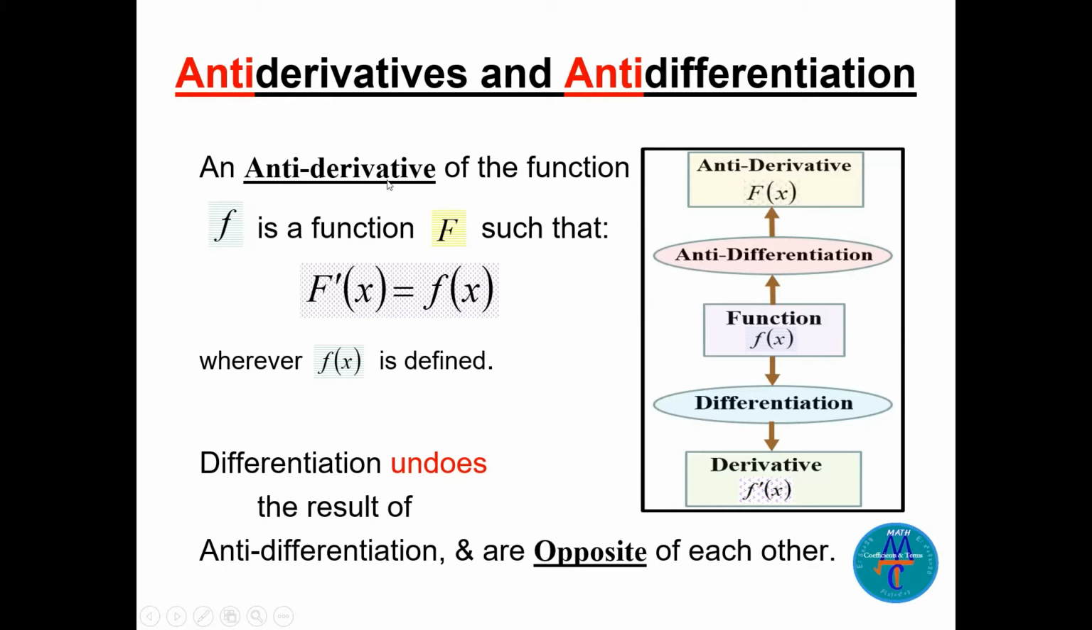So an antiderivative, this is the definition, an antiderivative of the function f is another function, capital F, such that capital F prime of x is equal to f of x, small f of x. So differentiation undoes the result of anti-differentiation, and they are opposite of each other.